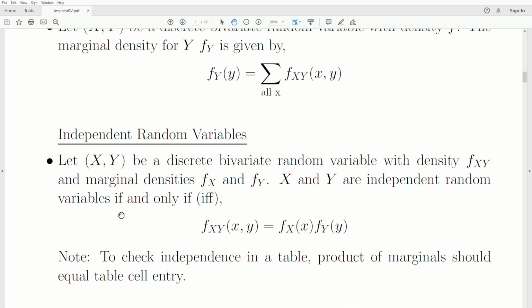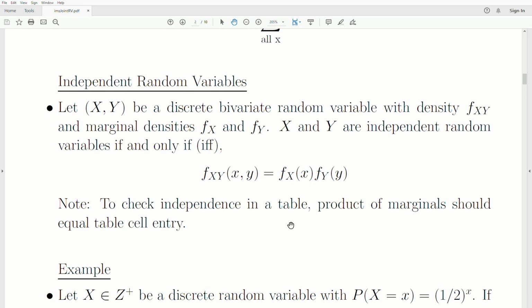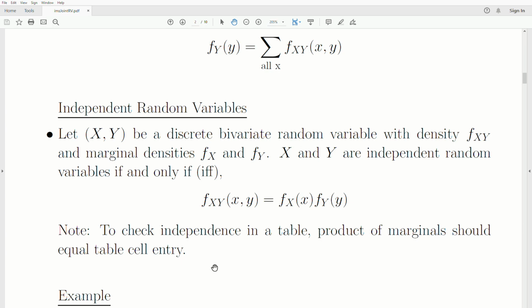Now, independent random variables: let X and Y be a discrete bivariate random variable with joint density f sub XY and marginal densities f sub X and f sub Y. X and Y are independent random variables if and only if the joint density is the product of the marginal densities. Now, to check independence in a table, the product of the marginals should equal the table cell entry.